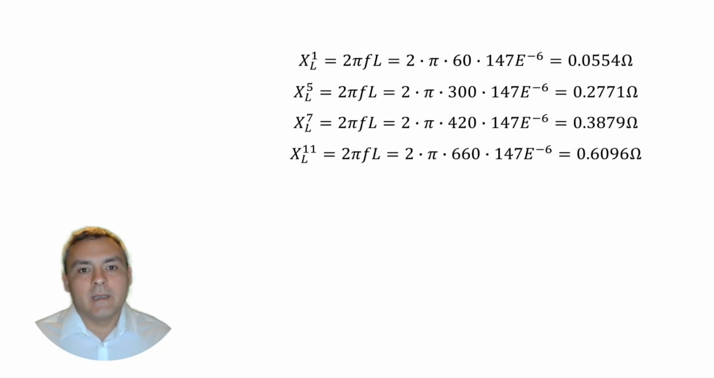Now that we have everything written down and we know our line reactor's inductance, we need to calculate the reactance for each harmonic. So you can see reactance on the fundamental, reactance on the 5th, reactance on the 7th, reactance on the 11th.